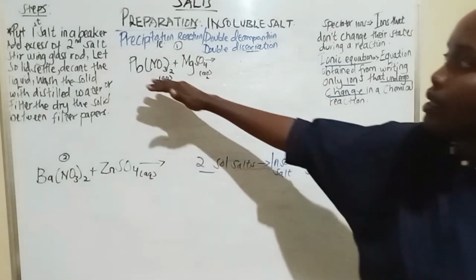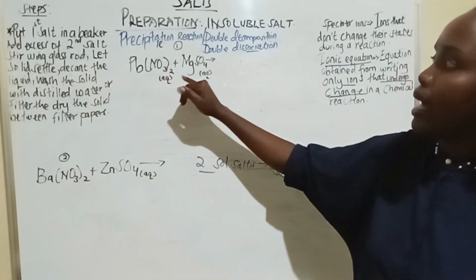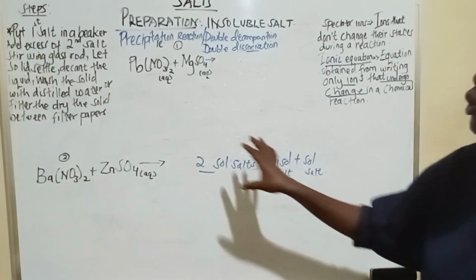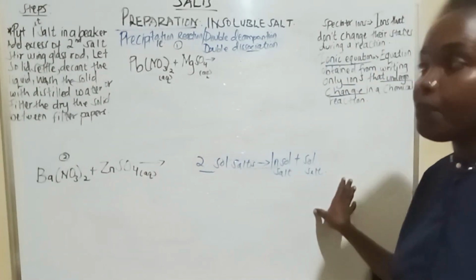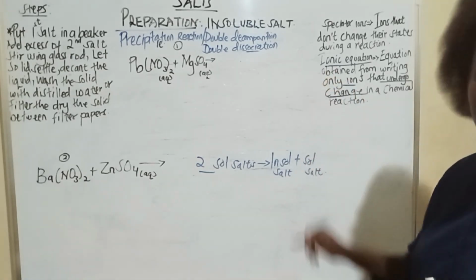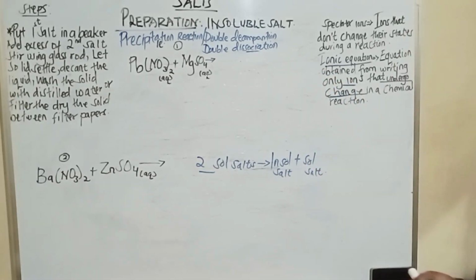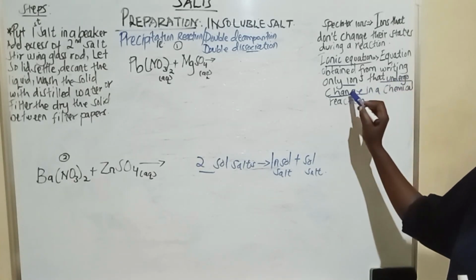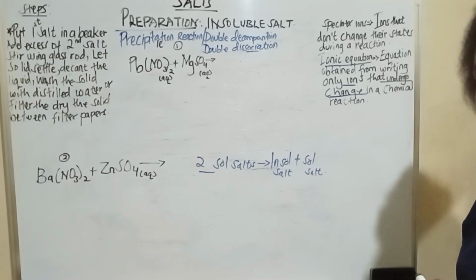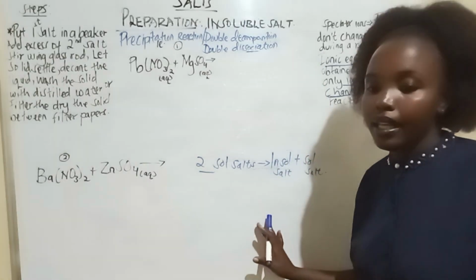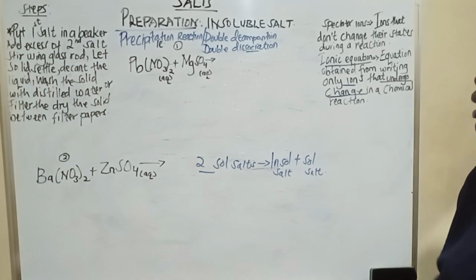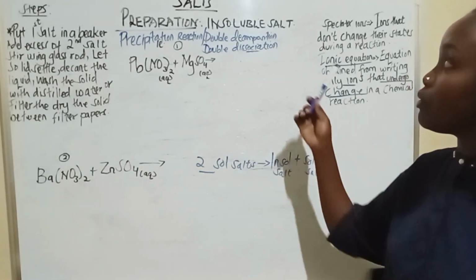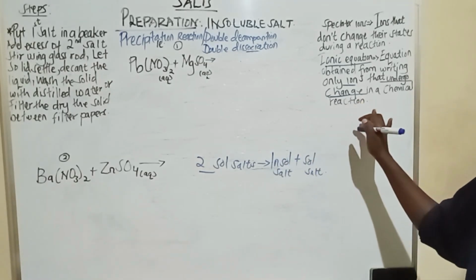So when you react these two salts, lead nitrate and magnesium sulfate, barium nitrate and zinc sulfate, you're going to form your insoluble salt and a soluble salt. And you're expected to write an ionic equation. So the ionic equation, you're only going to use the ions that undergo the change during the whole chemical reaction. And that is what we're going to learn right now, how to write the balanced equation of preparation of insoluble salts and writing of ionic equation.